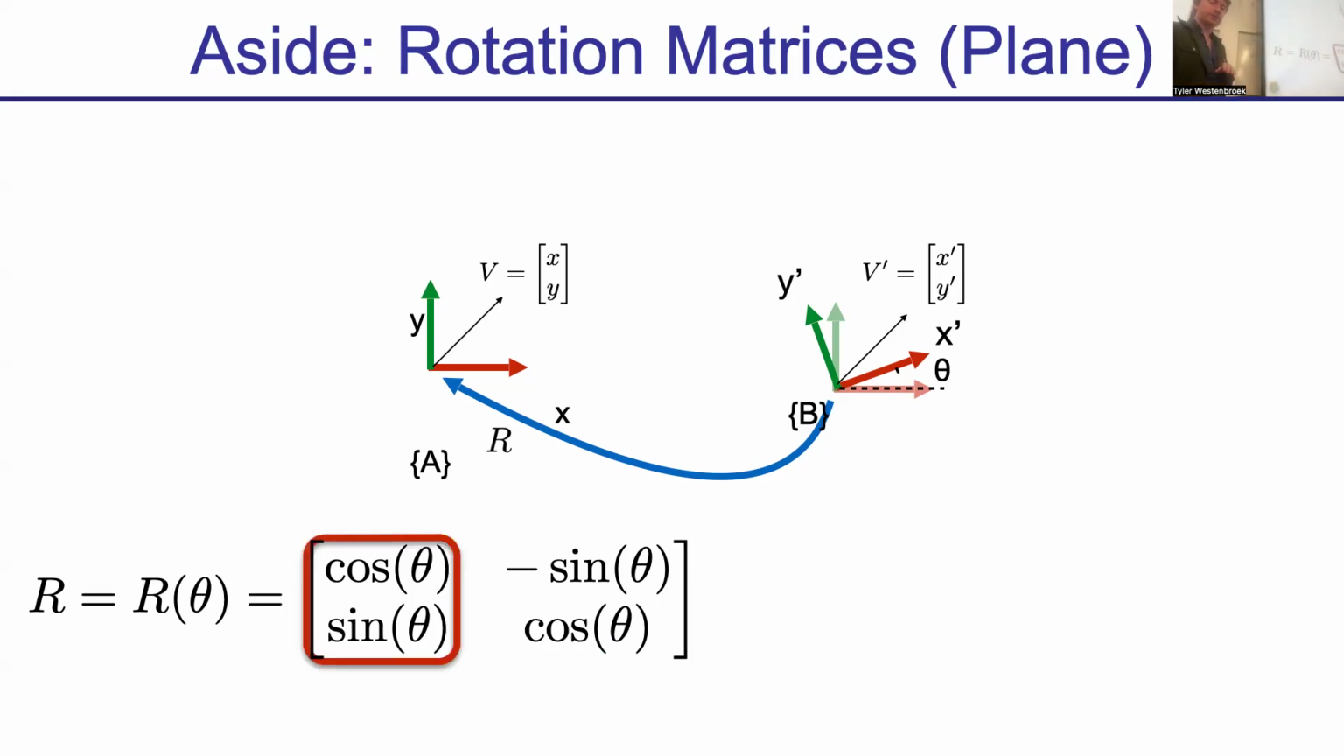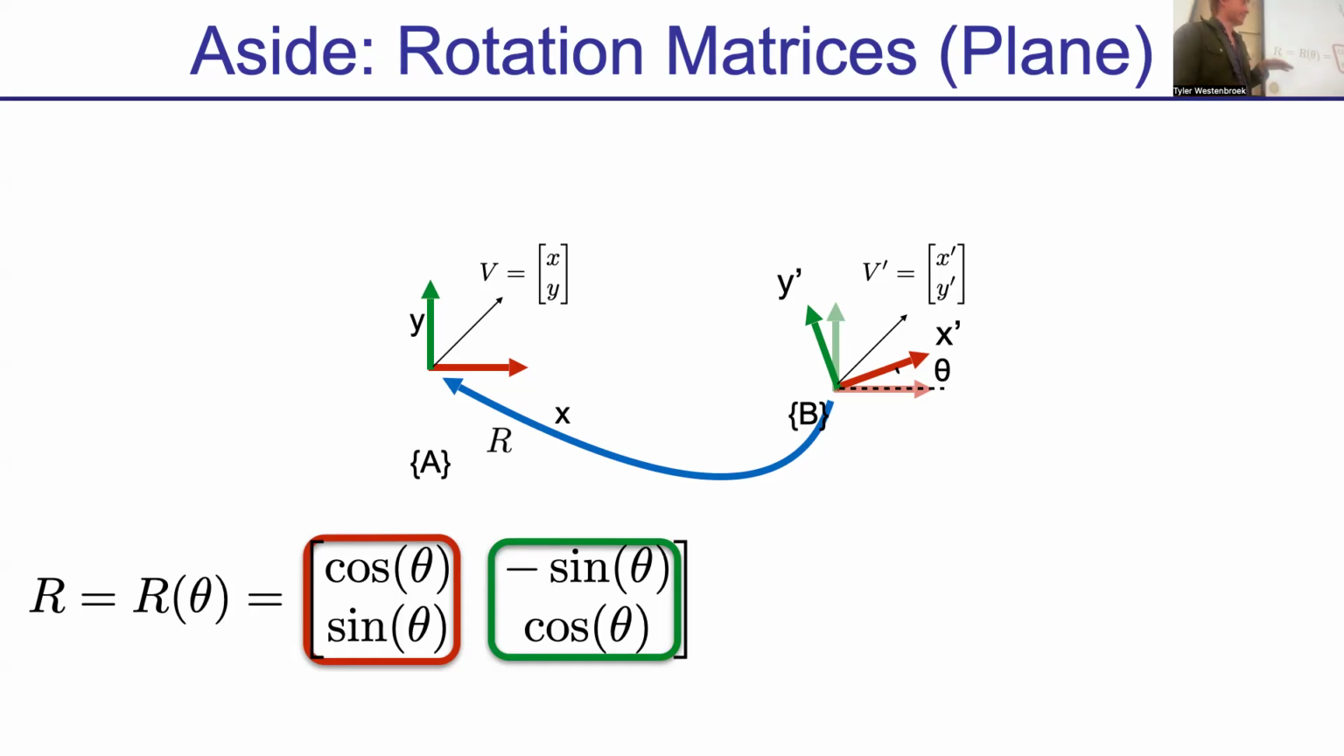And the way you want to think about this is the first column of the rotation matrix captures how you change the first coordinate in your basis, and the second column captures how you change the second coordinate in your basis.